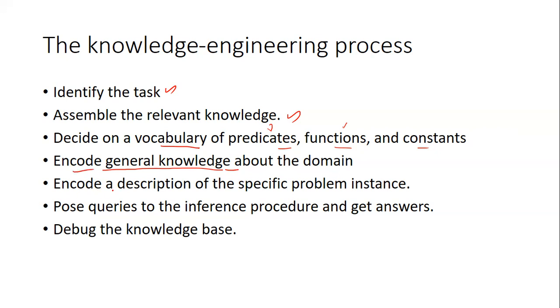Then the 5th step is to encode a description of the specific problem instance. Here we provide specific details about the problem. In case of Wumpus World, there is a pit in 3,1. That is specific to that particular problem. And the Wumpus is in a particular cell, 1,3. These are specific information related to that particular problem. So the 5th step is to provide the specific details of the domain or the problem which we are talking about. And the 6th step is pose queries.